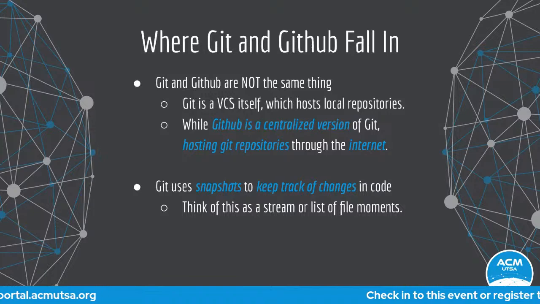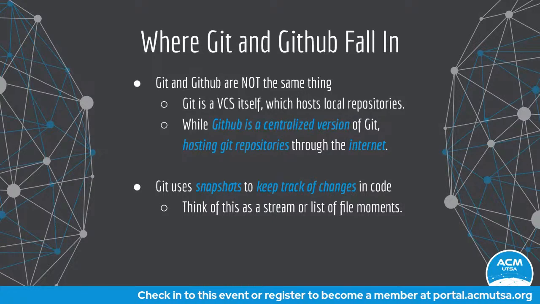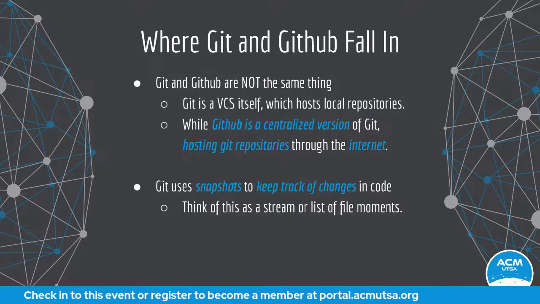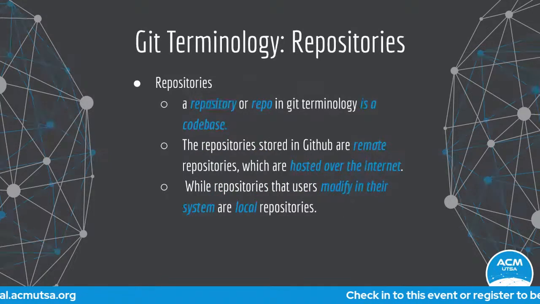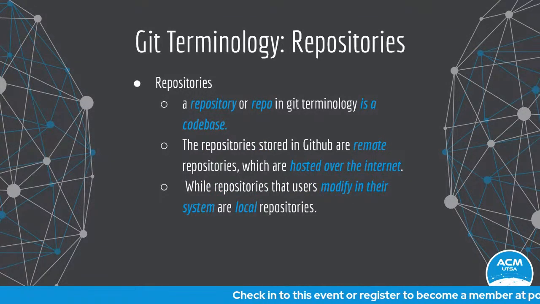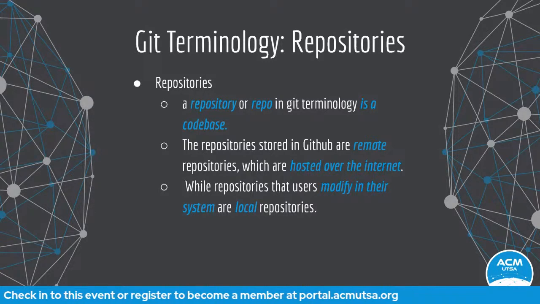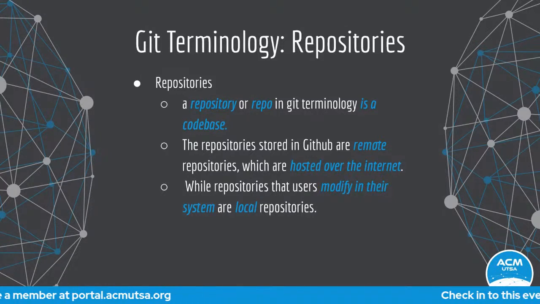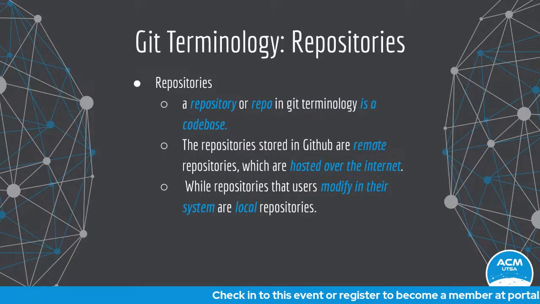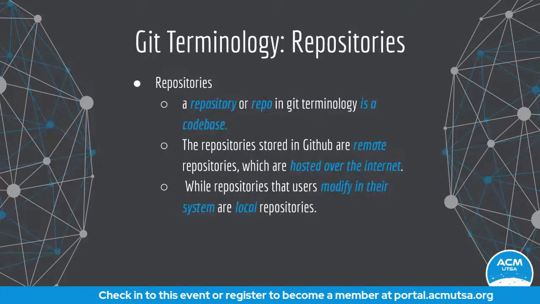These are like records or moments in time where you have certain changes to your code. Just think of it as a list of what files are being changed, which ones are not being changed, or what the current state is. Again, a repository in terms of Git and GitHub is basically a code base where all your code is stored, all your changes are recorded, and so on and so forth. And like I said, GitHub is centralized, so all your code is hosted on their servers through the internet or the cloud.